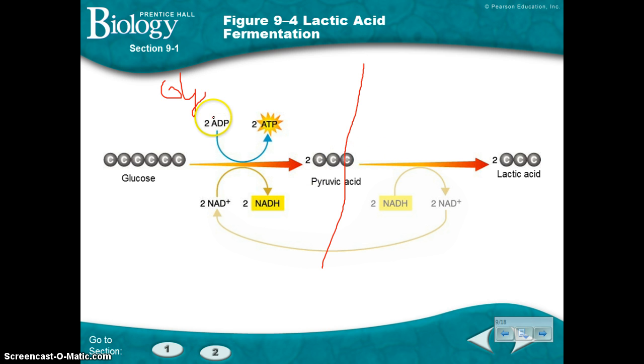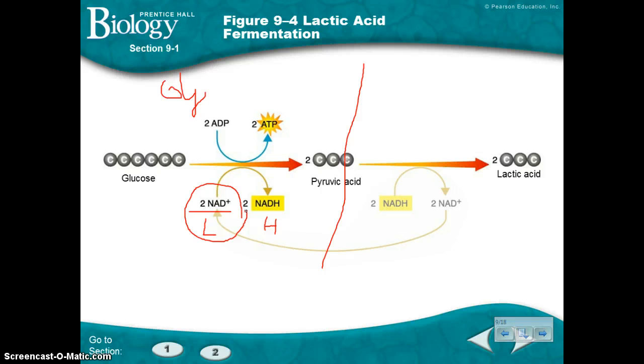Basically what happens in glycolysis is, again, we use those 2 ATP, we get 2 ATP out of it, but to make this work we have to have 2 low energy molecules, and that turns them into 2 high energy molecules. This process will happen until the cell runs out of these low energy molecules.